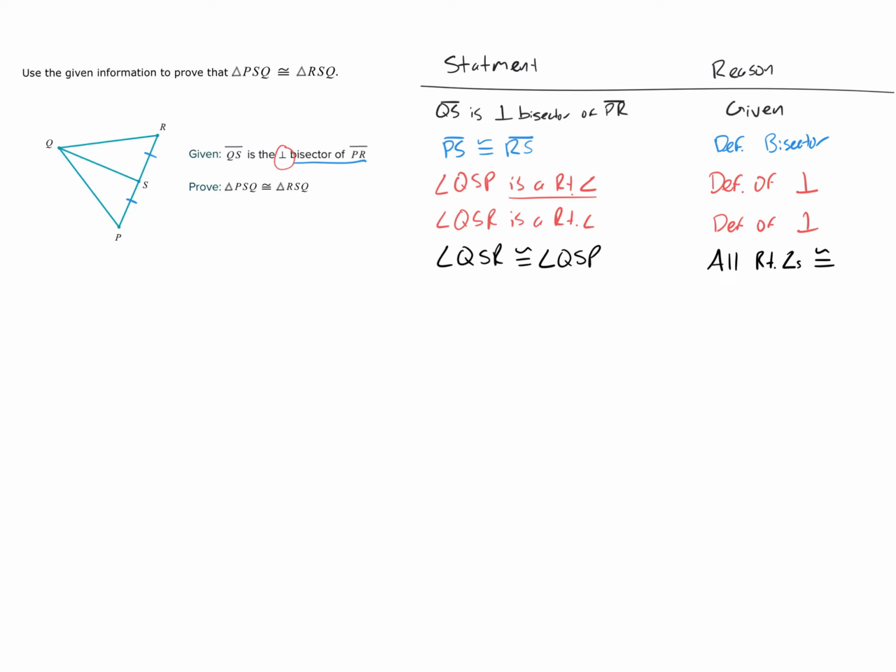So far what I've shown here is that this angle is the same as this one, this side's the same as this one. So I just need one more piece of information, and I think I can do that with this QS. I can say QS is congruent to QS, and that's the reflexive property. Now I have a side, an angle, and a side. So I can insert that final statement that I need, and that would be by the side, angle, side congruence property.